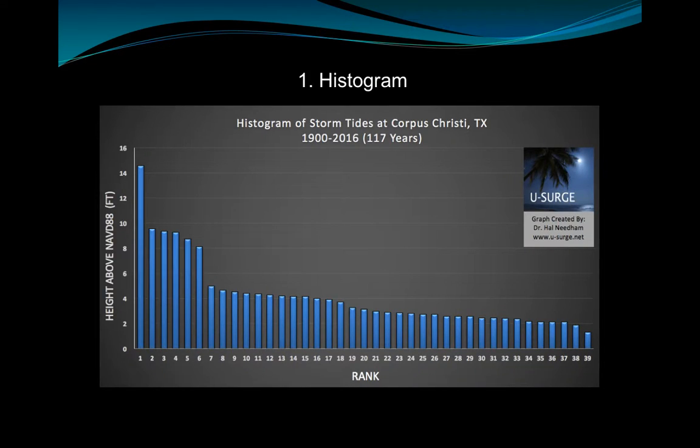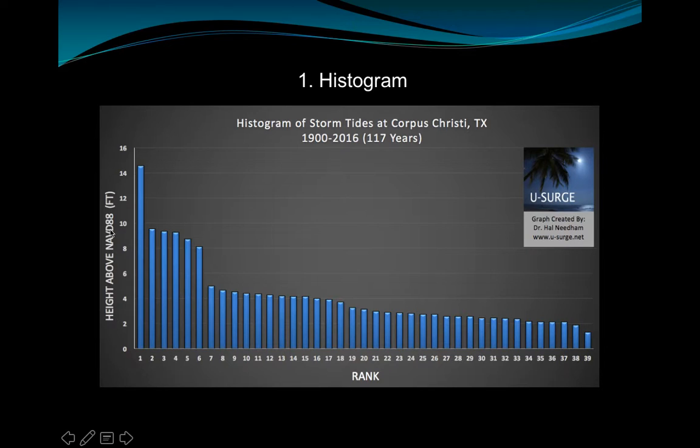So histograms basically are graphs where we take extreme events and we plot out the highest magnitude event, which we rank as event number 1, and we rank all of these until we get to our lowest magnitude event, which in this case we rank as 39. So this means we have 39 storm tide events at Corpus Christi, Texas. This is from 1900 to present. So we've just basically plotted these out according to their rank and height.